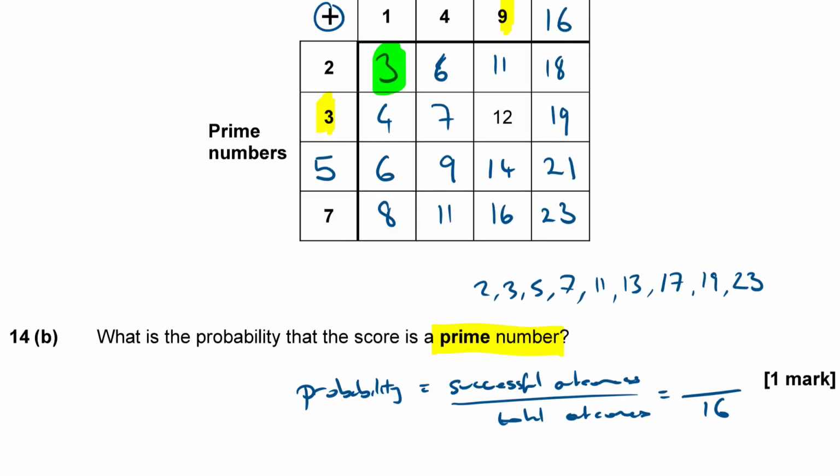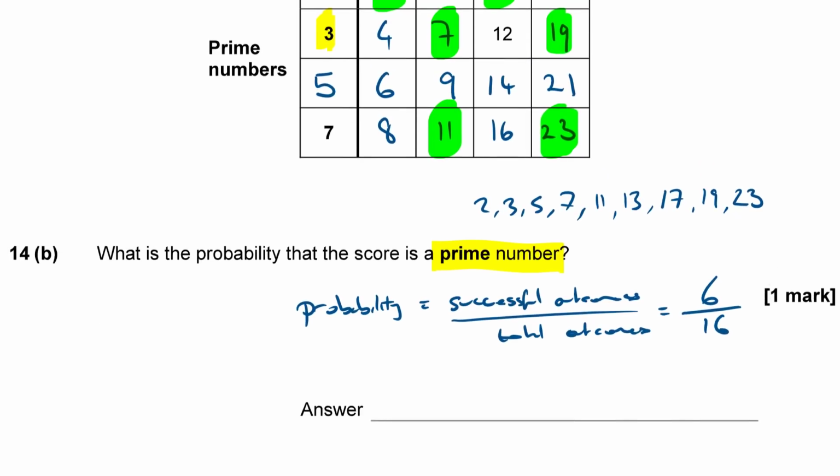So 3 is a prime, 6 isn't, 11 is a prime, 18 isn't, 7 is a prime, 19 is a prime, 6 and 9 aren't, 14's not, 21's not, 8's not, 11 is a prime, and 23 is a prime. So in my table of results, I've got 1, 2, 3, 4, 5, 6 now I've highlighted green, which means there are 6 primes. So successful outcomes would be 6, total outcomes would be 16. In exam questions, you never get any extra credit for cancelling down. I'm just going to leave it as 6/16.